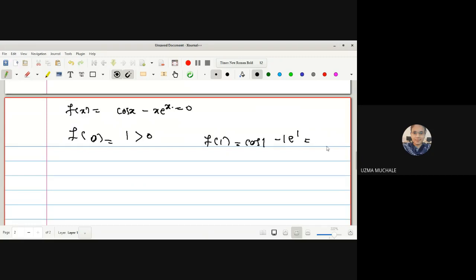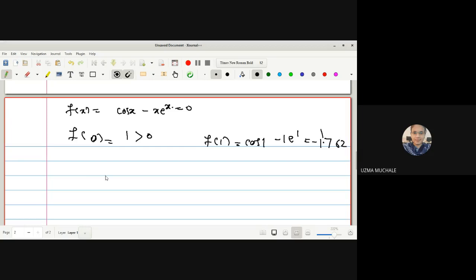Cos 1 minus e raised to 1. Is the answer coming? Minus 1.1762. Okay, yes, everyone got the same answer.